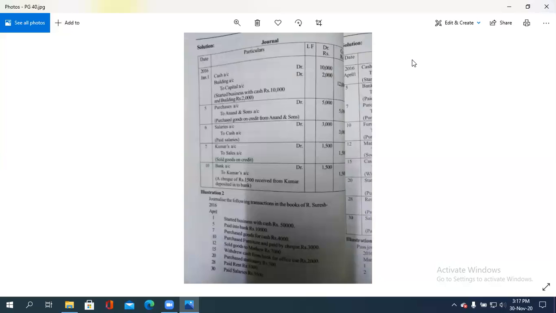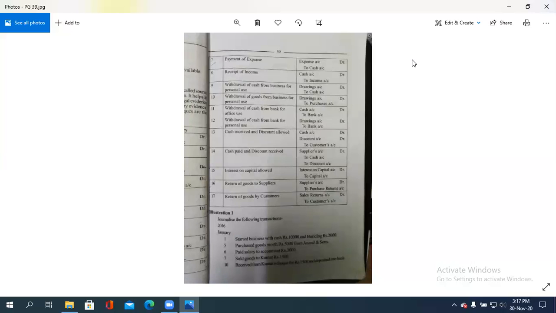See? Okay. Next step. Sold goods to Kumar. Like a credit purchase, this is a credit sale. Goods are sold to Kumar. Kumar is another person, isn't it? So, debit the receiver. Who is getting that goods?